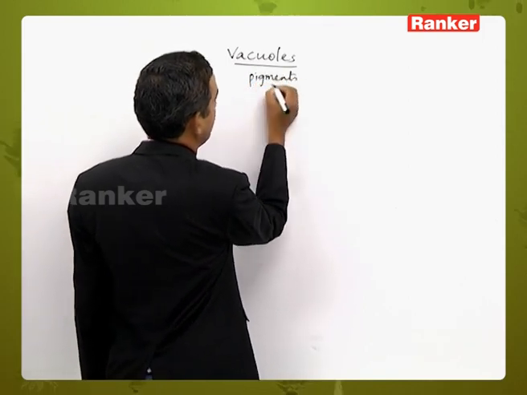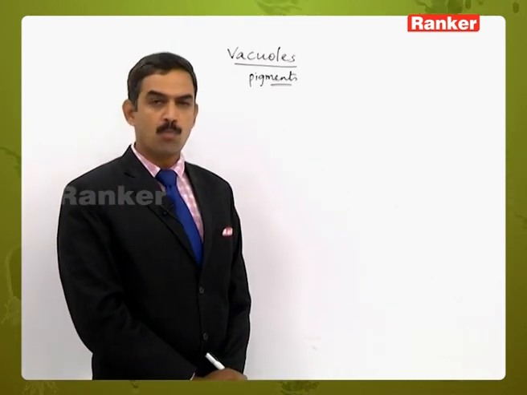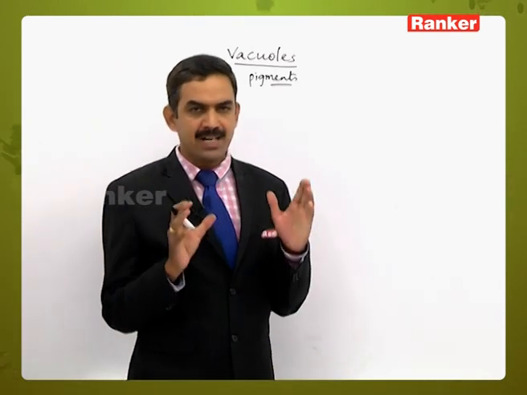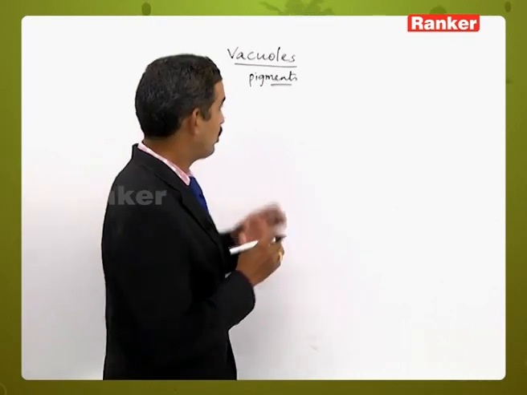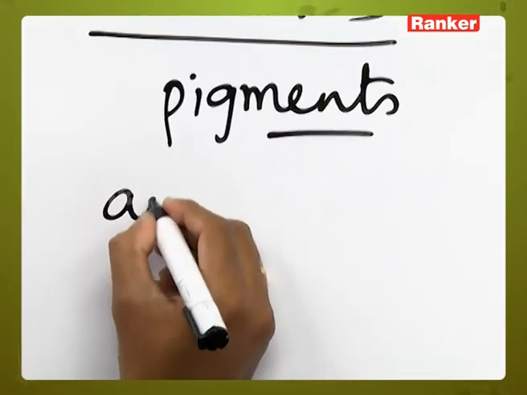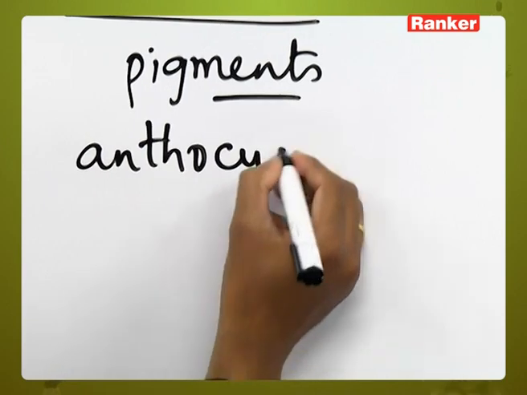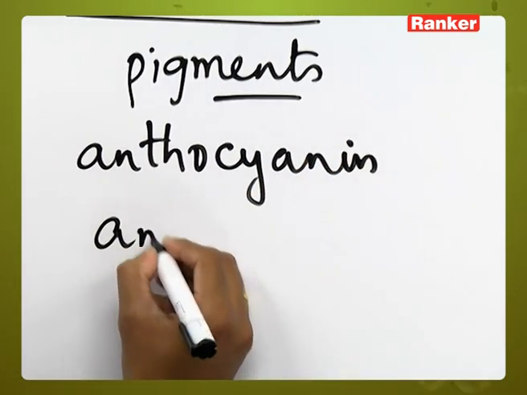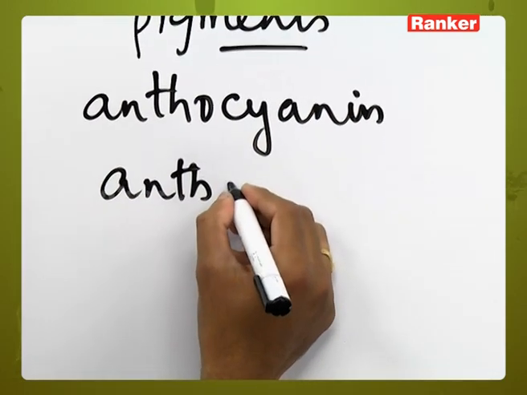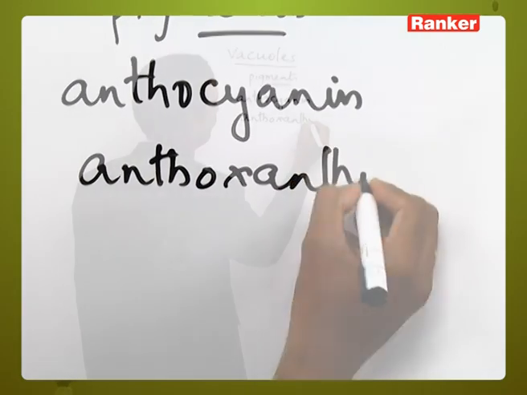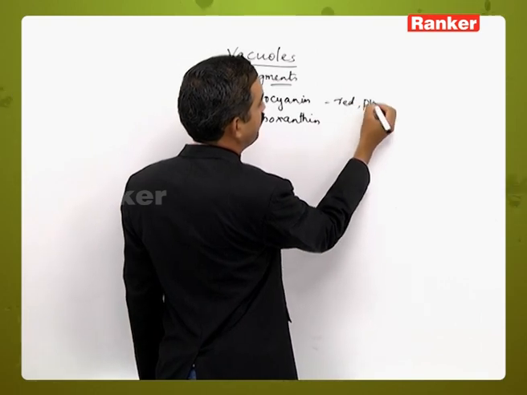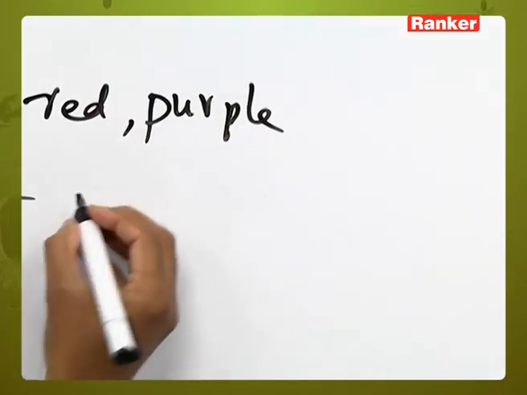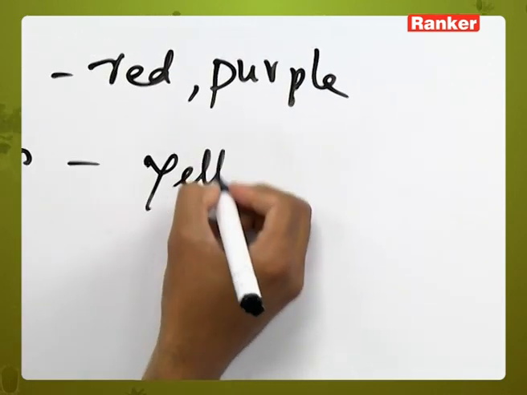These are actually called chromoplast pigments, but they provide some color to the parts of a plant wherever they are present. Those pigments are anthocyanin and anthoxanthin. Generally, anthocyanin provides red, purple, bluish colors, whereas anthoxanthin provides nearly a yellowish color.